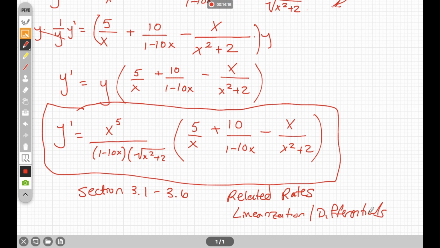So those 2 topics, the related rates we'll touch up again on during the review on Wednesday, and the linearization we're going to go over on Monday in class. So this was a recap of section 3.1 through 3.6.